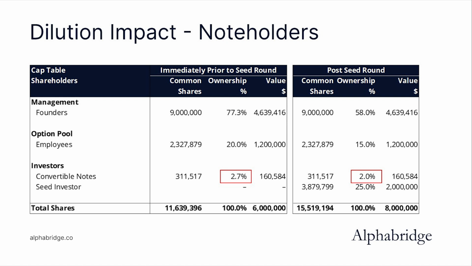Here we assumed that the notes convert before the seed round, which is typical in most term sheets. If the notes were to convert concurrently with the seed round, the seed investor would be diluted by the note holders and may not receive their target 25% ownership.